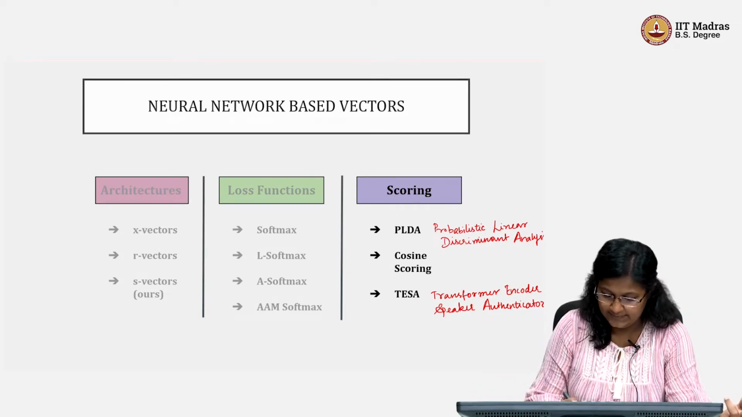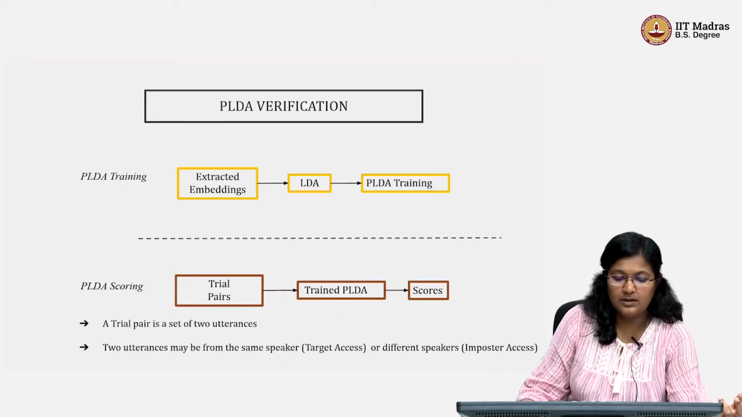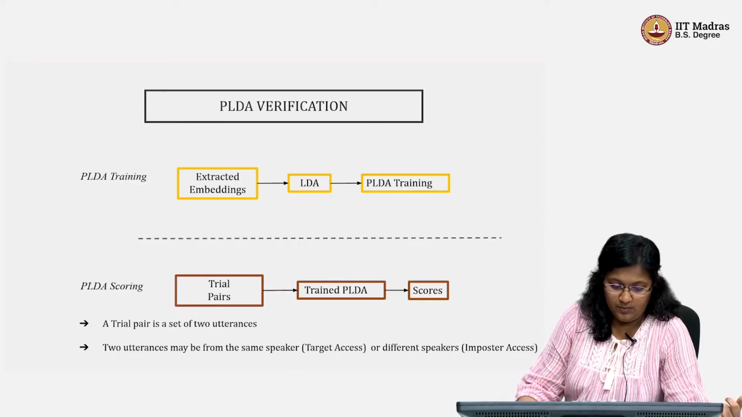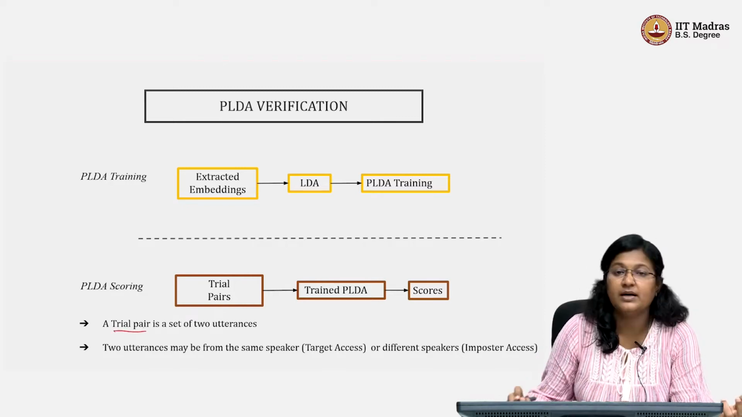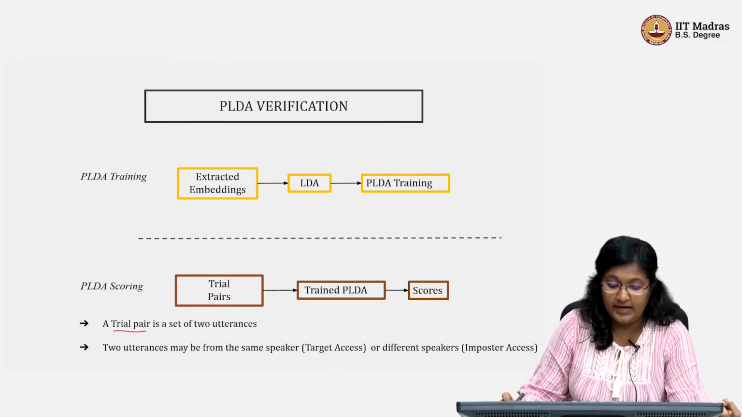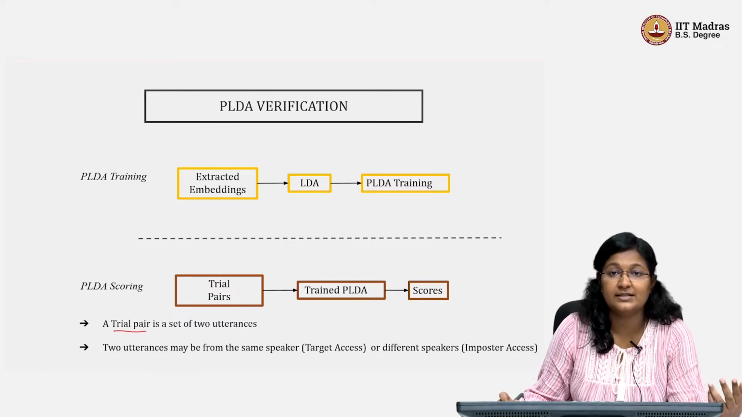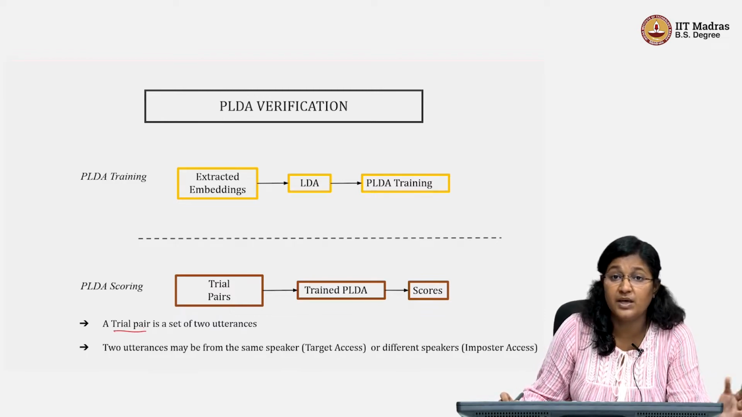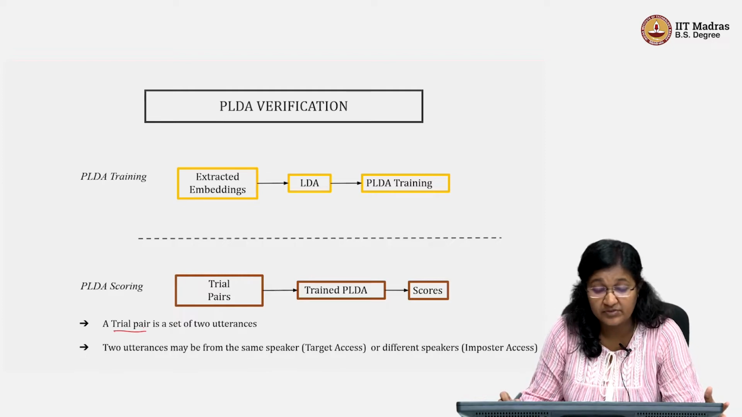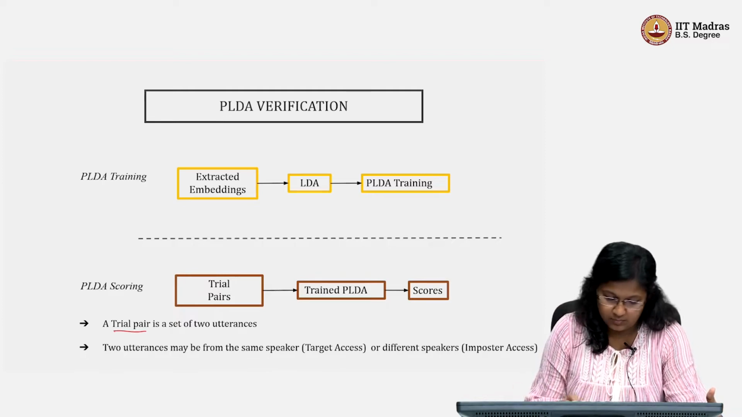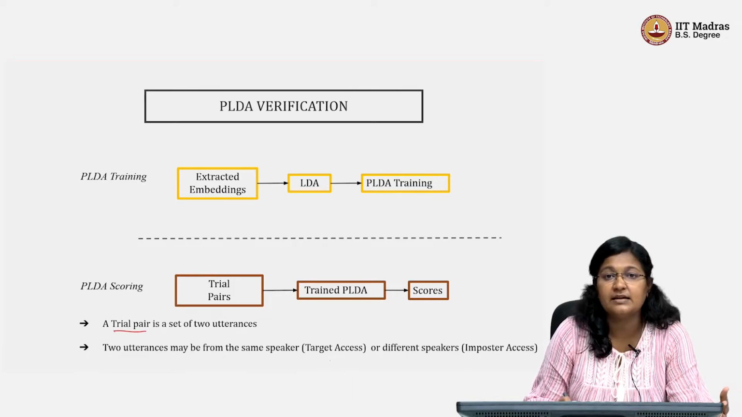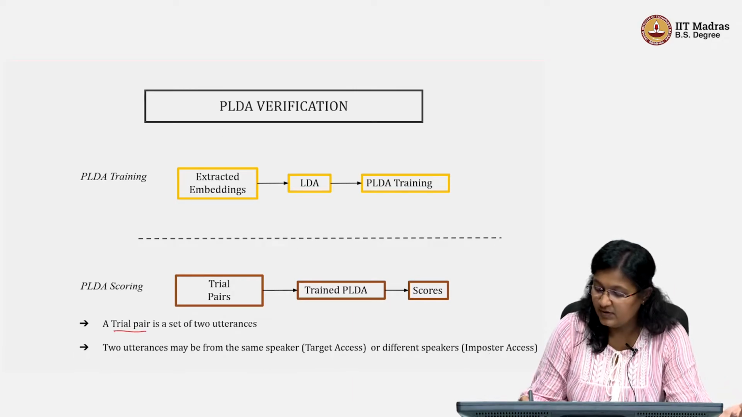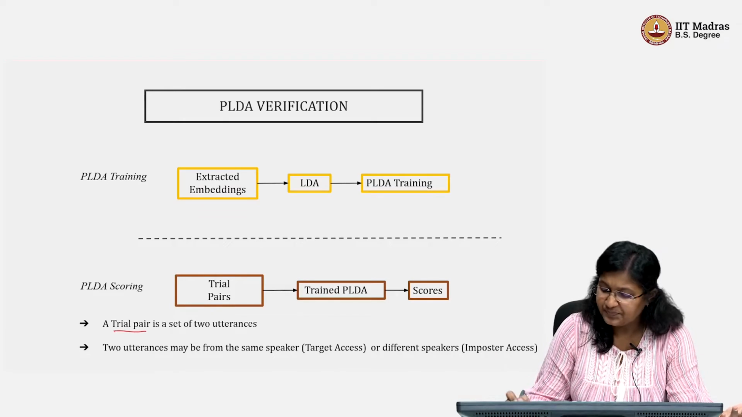First one, PLDA. So in every scoring technique we should have a trial pair, which is nothing but a set of 2 utterances, and for these 2 utterances you would have extracted the embeddings, and these 2 utterances may be from the same speaker or from a different speaker. When the utterances are from the same speaker, we call it target access, and when they are from different speakers, we call it imposter access.